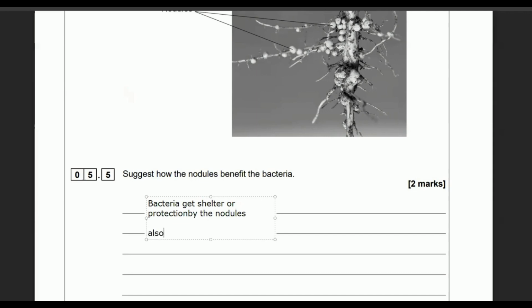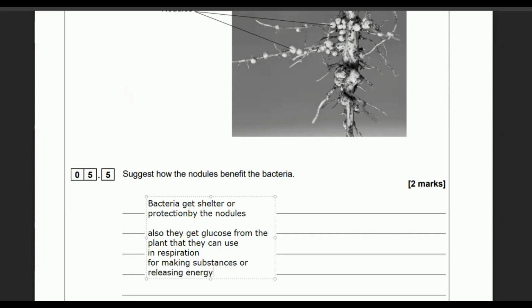Also, they get glucose from the plant that they can use in respiration, for making substances or releasing energy. So all sorts. I'd probably go with these more than the shelter. There aren't specific predators maybe being put off by the nodules, but yeah, thought I'd give it a go.